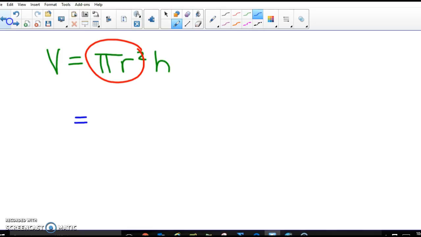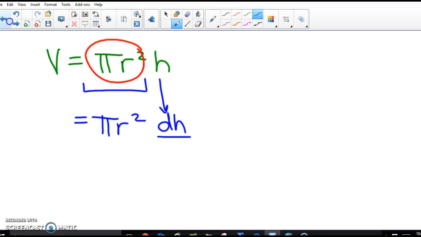I'm going to work on the derivative on the right side first. So this is a constant. The constant rule says you can just bring that constant down and then take the derivative of the piece that's actually changing.